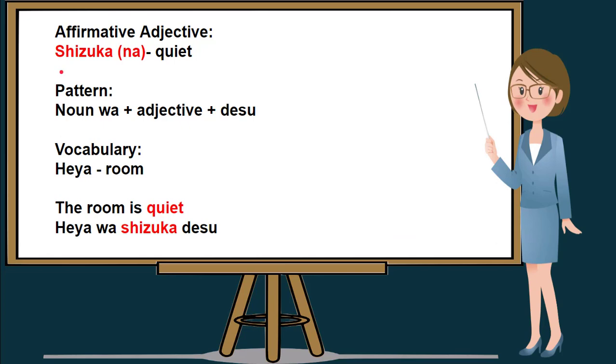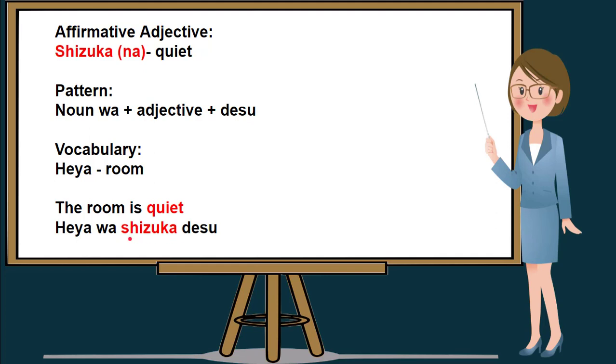This time we will be using again Shizuka na. It is a na adjective which means quiet, and we will make a sentence out of this adjective. Our pattern will be noun wa plus adjective plus desu. We will also be using Heya, which means room. Our sentence will be the room is quiet. Take note of our pattern: Heya wa plus adjective Shizuka plus desu.